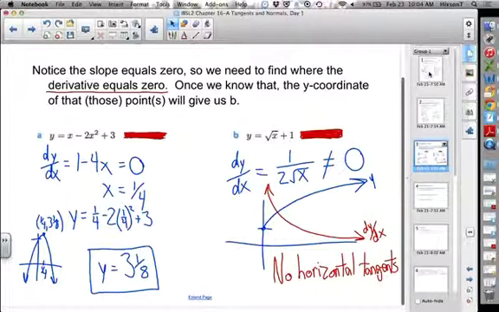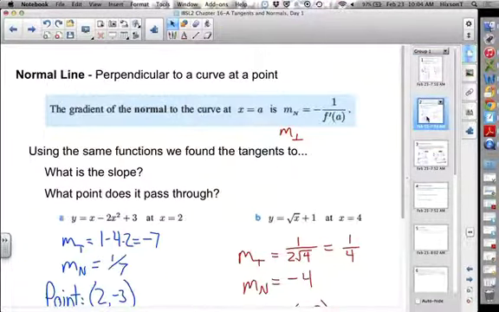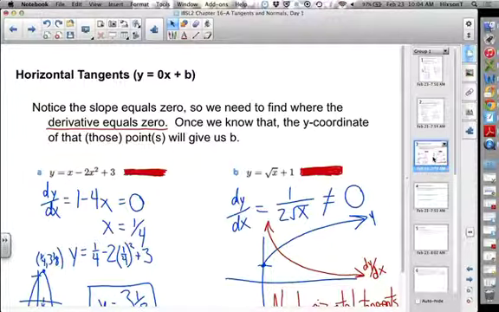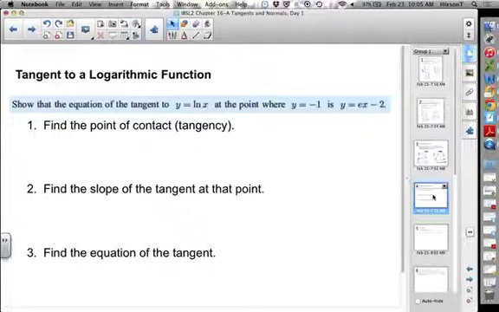Alright, so we have tangent lines, we have normal lines, we have horizontal tangents. The last thing I want to look at is a special case of our first, finding a tangent line. And that is finding the tangent line when our original function is a logarithmic function. Now some of you have struggled a little bit with logarithmic functions. Let's jump to step 2 for a moment.